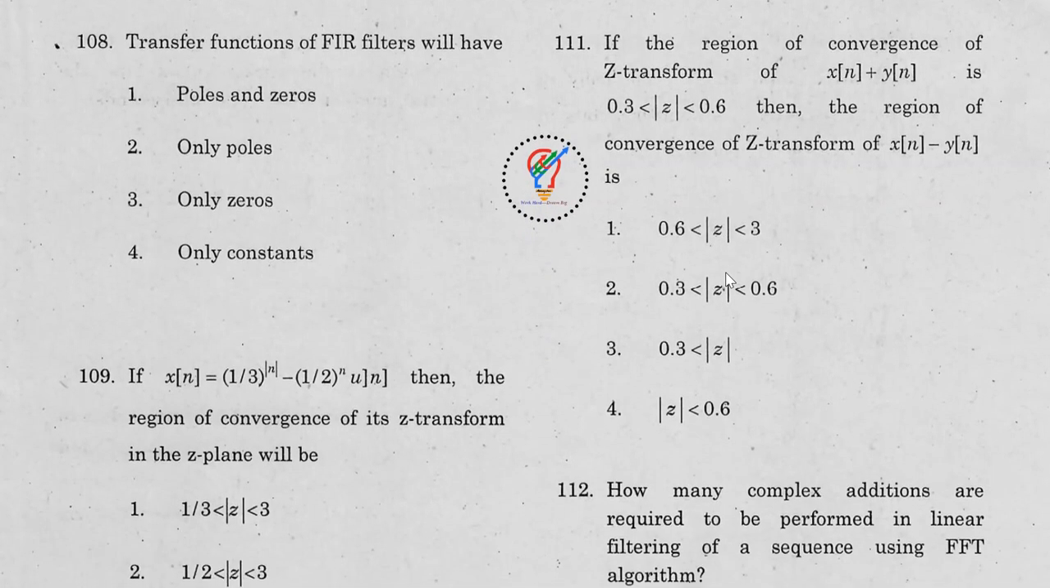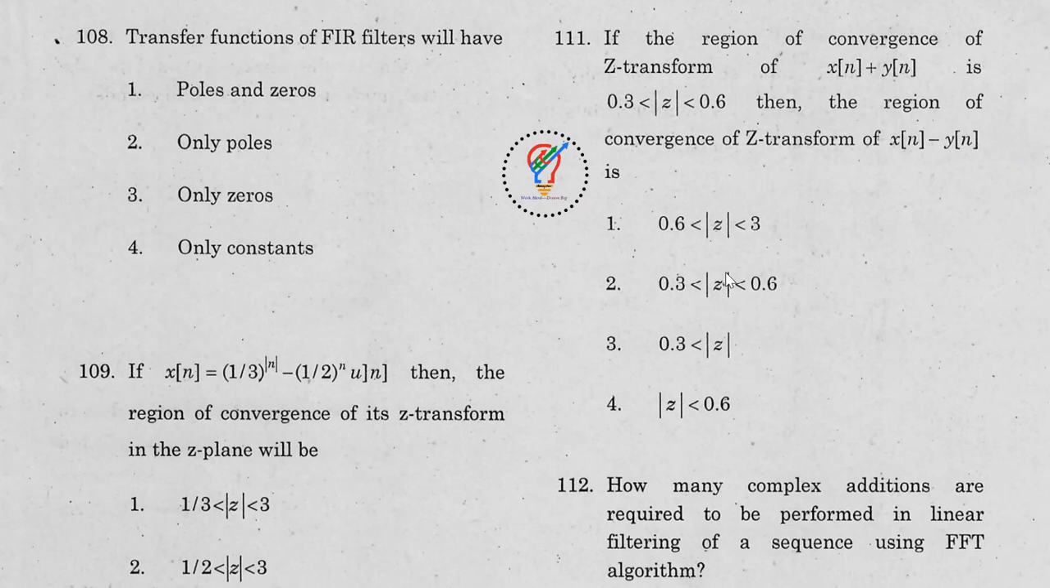Next one, the transfer function of FIR filters will have poles and zeros, only poles, only zeros, or only constants. So the answer will be that an FIR filter will have only zeros here.